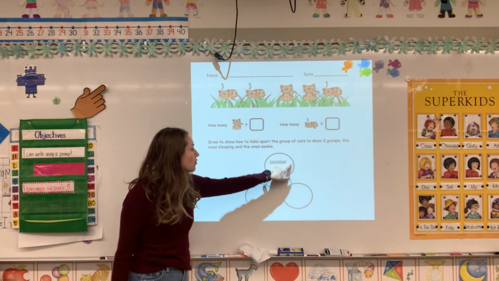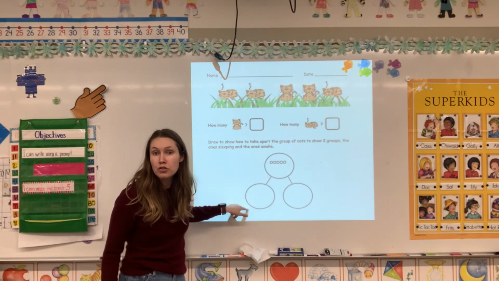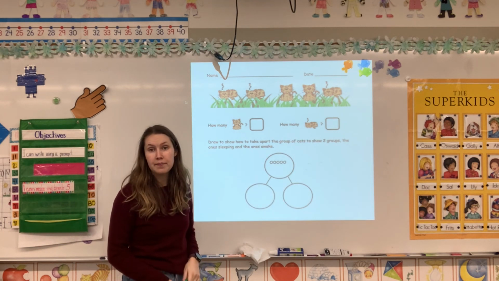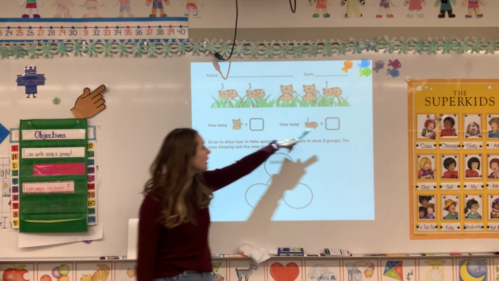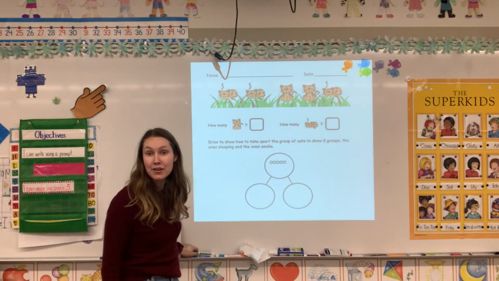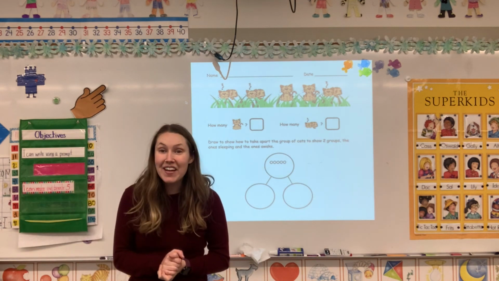Now, it's using circles to show. You can also just draw circles to show your number, or you can write a number, okay? So you're writing the number in this box, and then you're going to show that taking apart in your number bond.